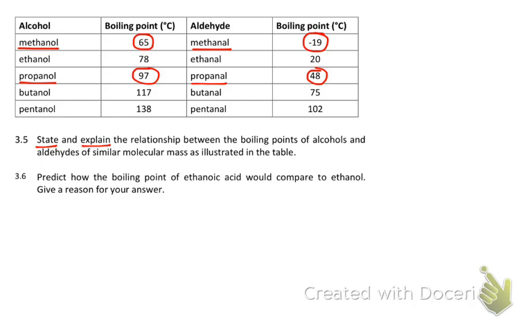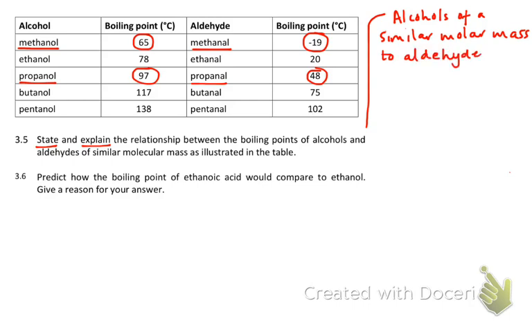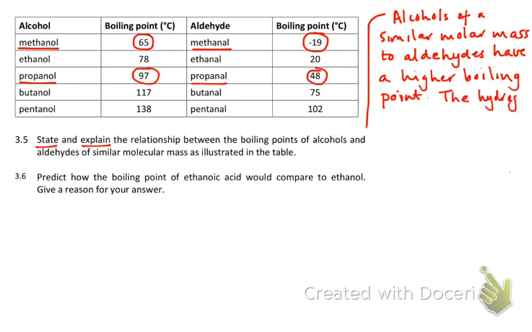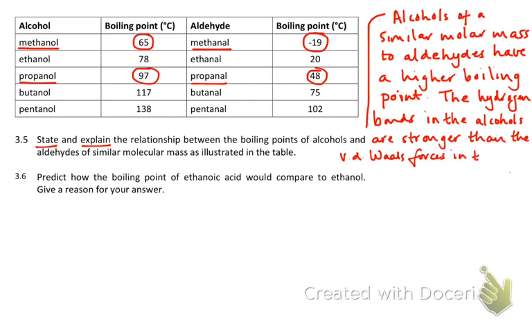Now, it requires us to do two things: firstly, to state the relationship, and then secondly, to explain it. So let's start by stating the relationship. Alcohols of a similar molar mass to aldehydes clearly have a higher boiling point. So that's the statement of the relationship. The explanation is that the alcohols have hydrogen bonds, so the hydrogen bonds in the alcohols are stronger than the van der Waals forces in the aldehydes.